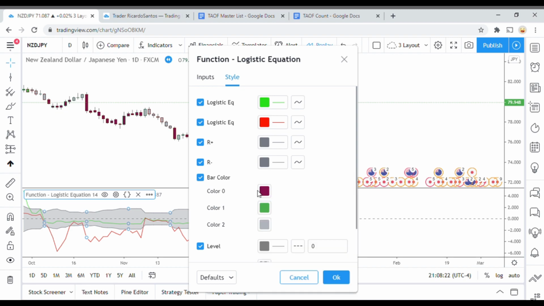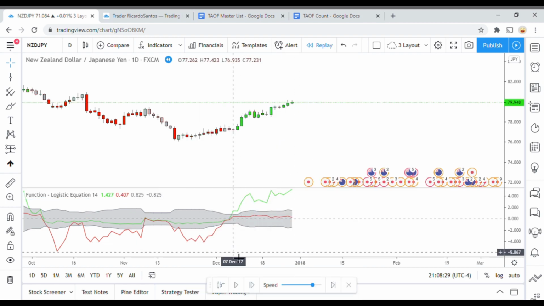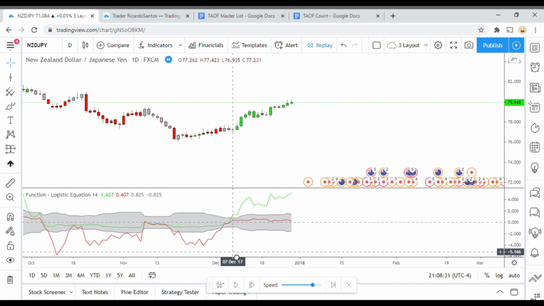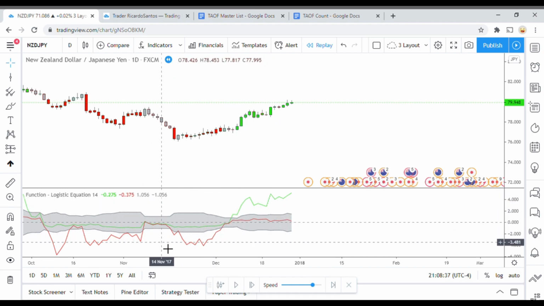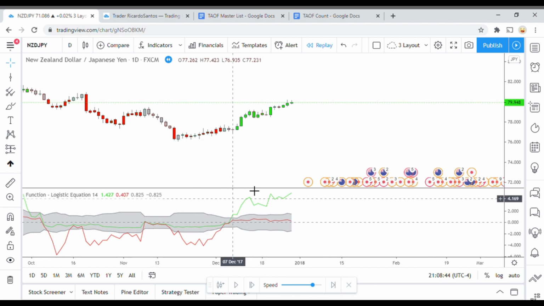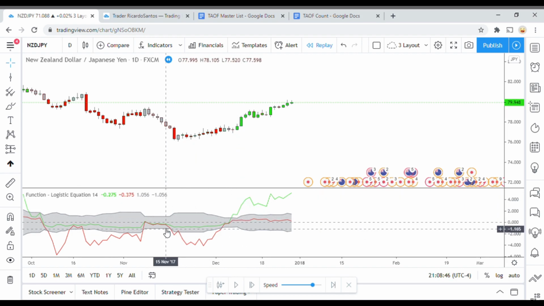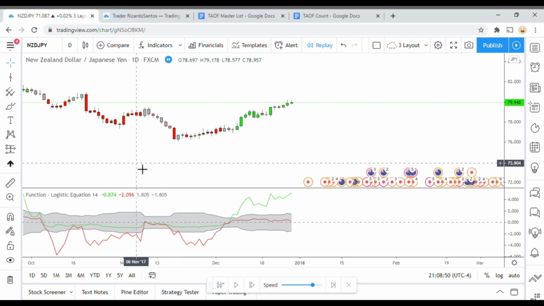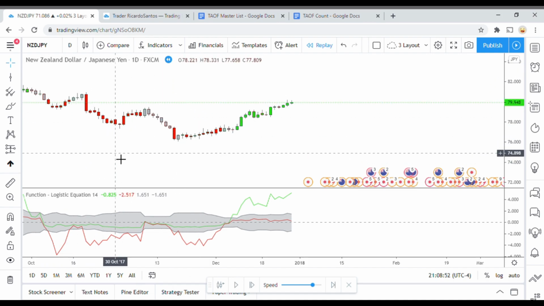And so, let's see. What was that one? That one is short, and this one is long. Okay, so now what we have done is we have modified the two lines to represent the green line for long trades and the red line for short trades.